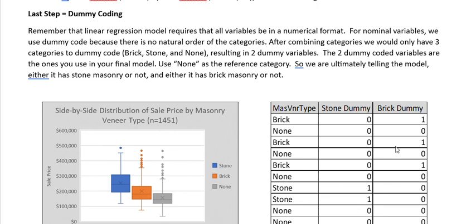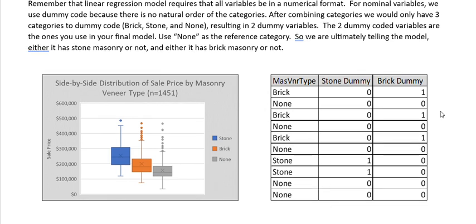We'll use the stone dummy and the brick dummy. And we'll use none as our reference category, this one in gray. So we're ultimately telling the model either it has stone masonry or not, and either it has brick masonry or not. Okay, so why do I not need 3 dummy variables if I have 3 categories?